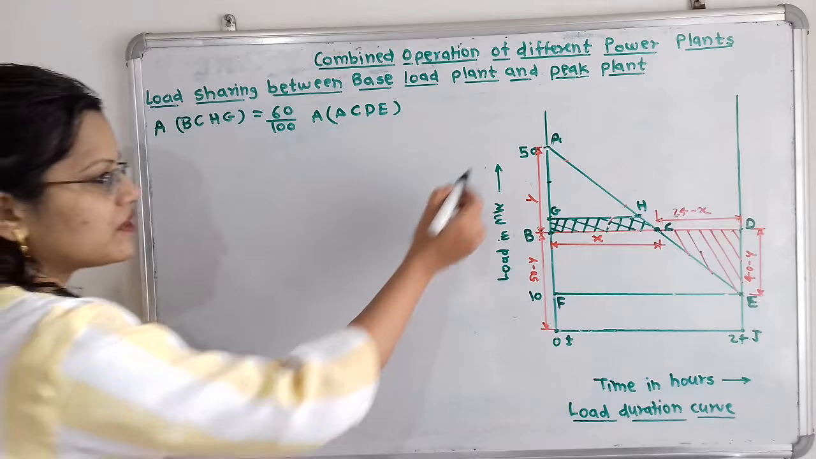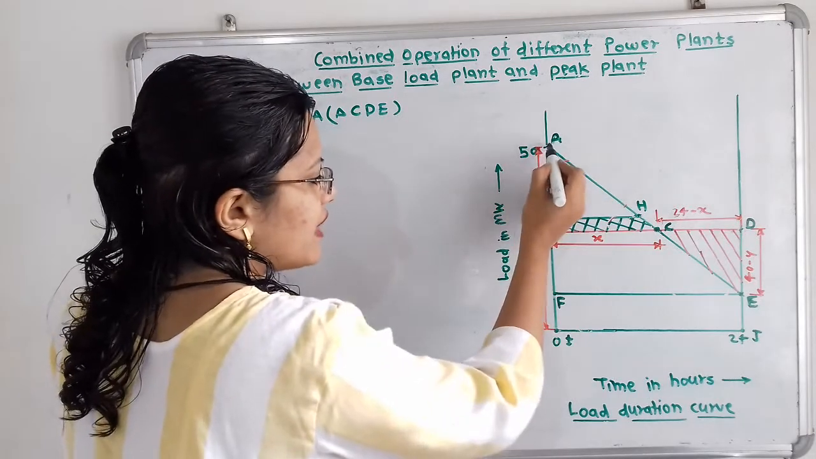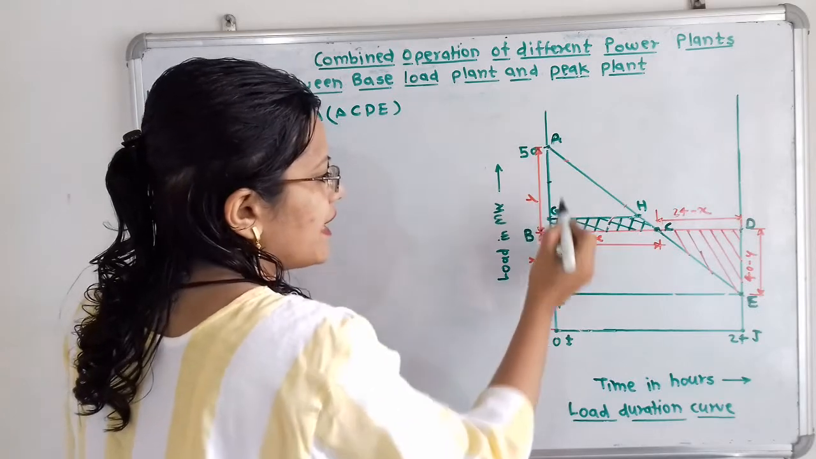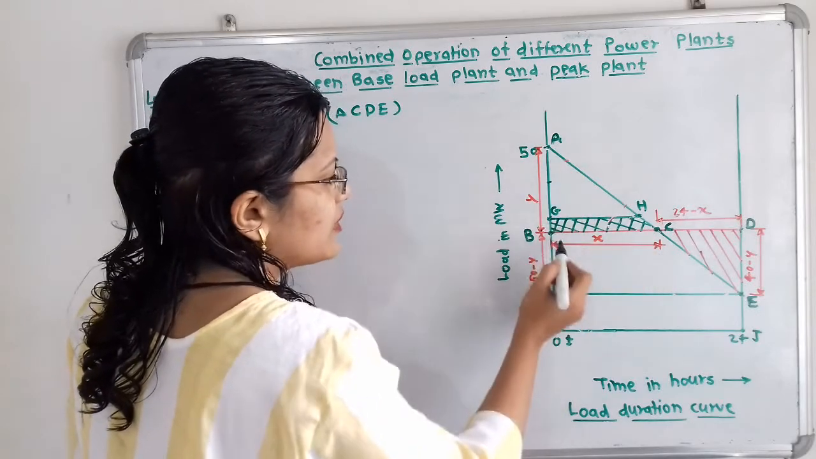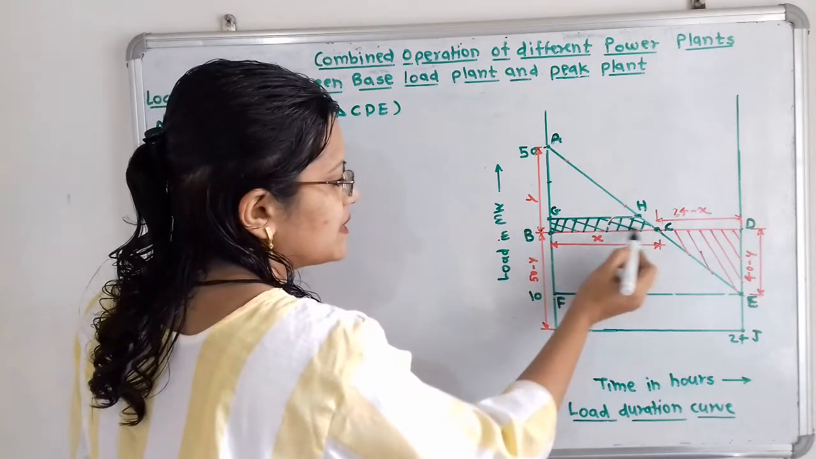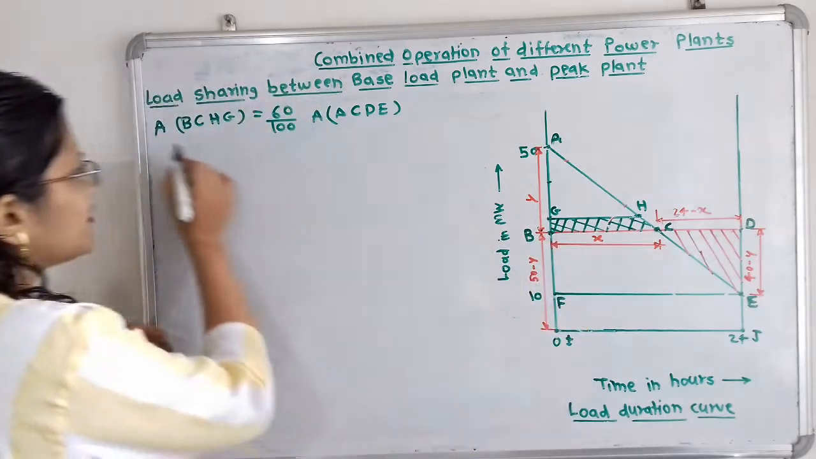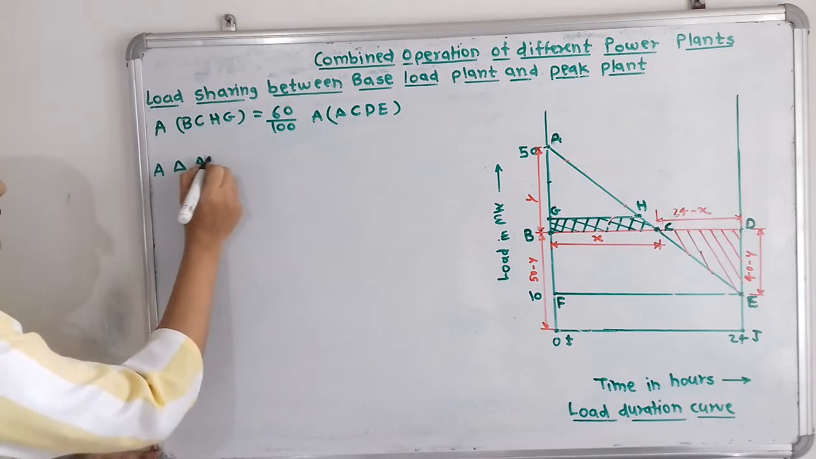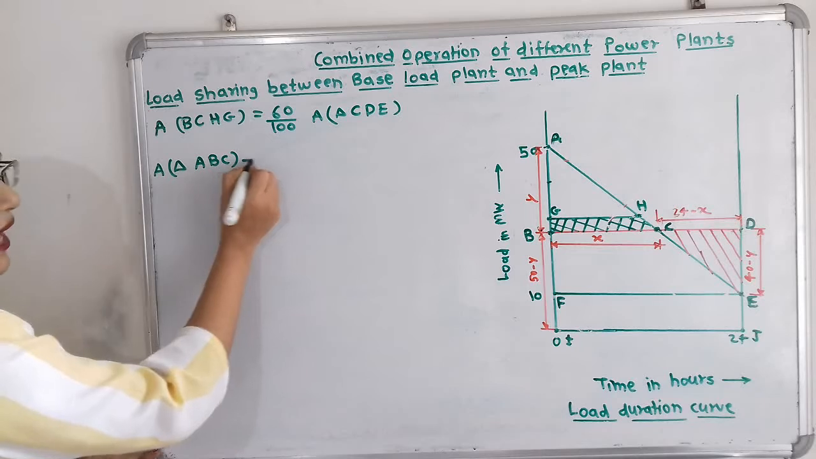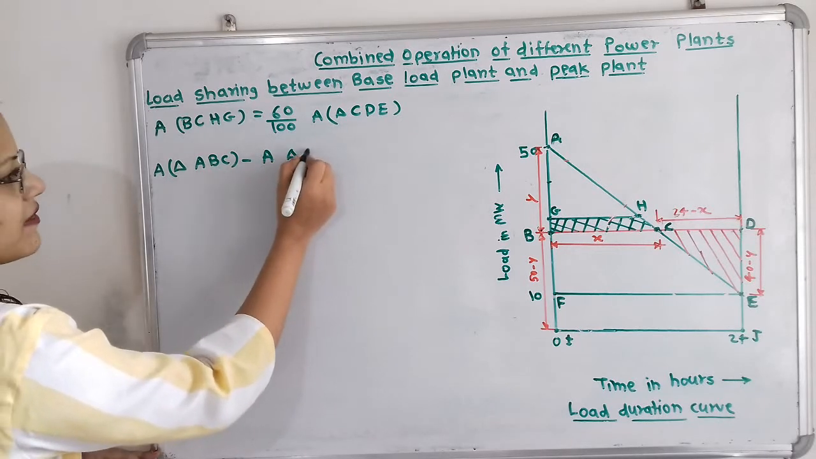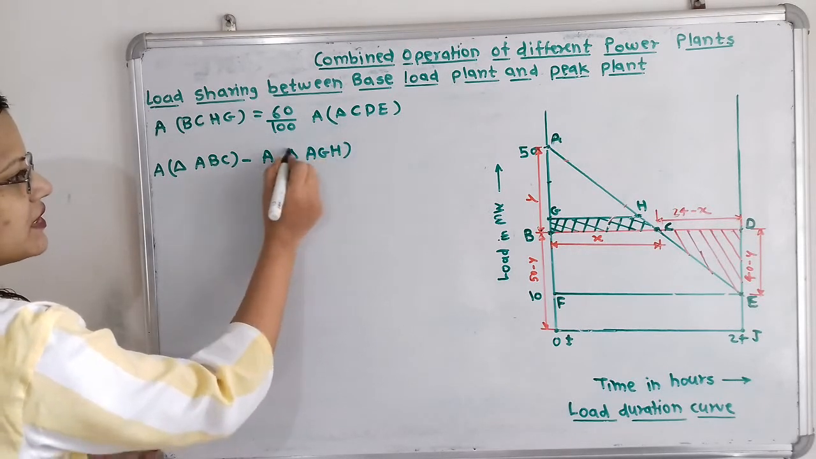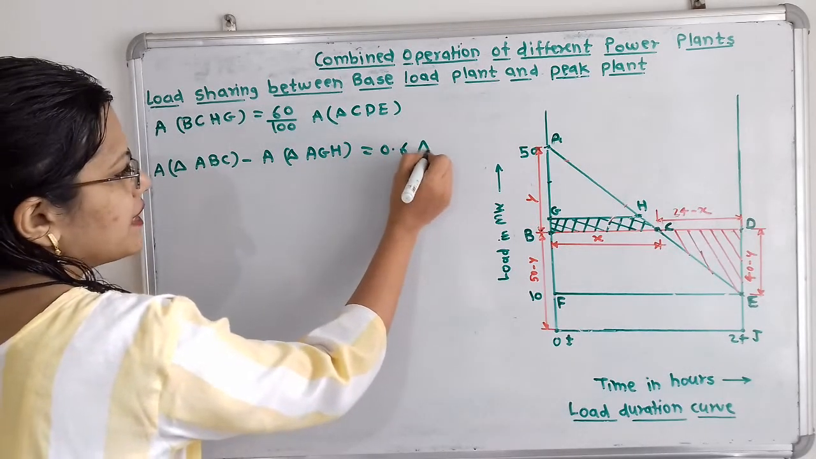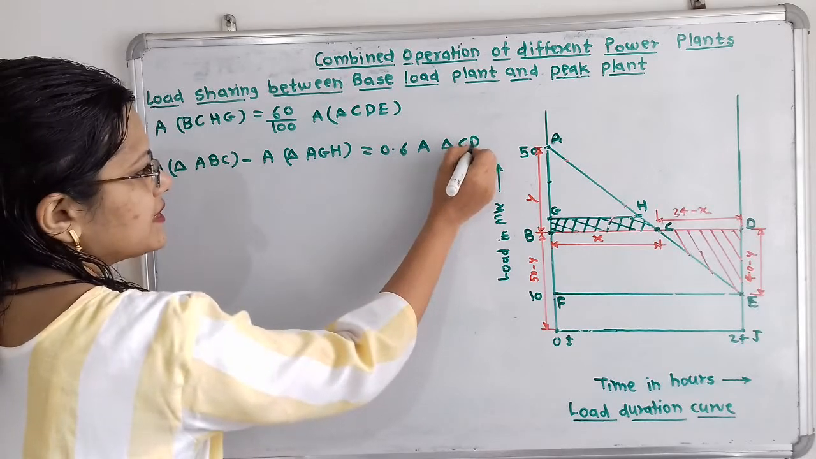If we observe this diagram, here the area of triangle ABC minus the area of triangle AGH. If we take this subtraction, then we will get this remaining area. So we will write: area of triangle ABC minus area of triangle AGH is equal to 60 by 100, that is 0.6 times area of triangle CDE.